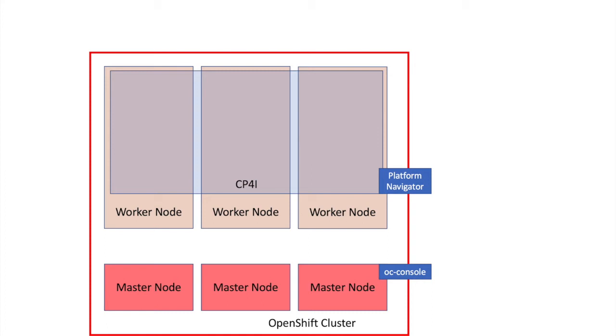Now, a Red Hat OpenShift cluster, which is highly available, so 3 master nodes and 3 worker nodes. We will use the OpenShift console in order to interact with the OpenShift cluster, and we will use something called the Platform Navigator, which is the user interface for Cloud Pak for Integration. Cloud Pak for Integration is deployed on top of OpenShift, and it includes products such as ACE, MQ, Aspera, DataPower, and Event Streams.